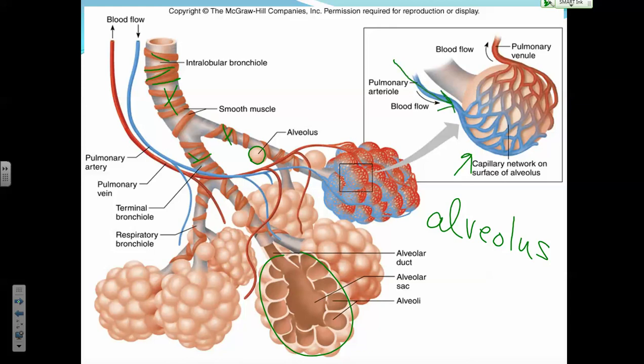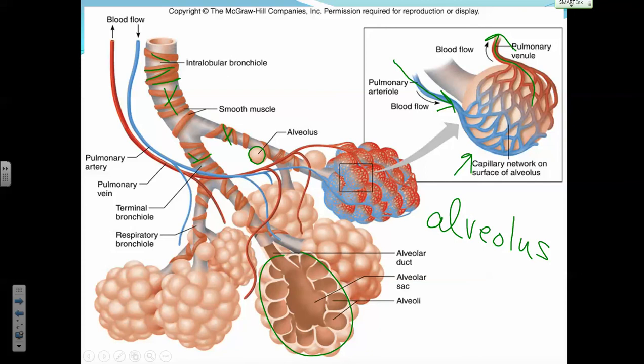Remember, it's deoxygenated blood coming from the right side of the heart by way of the pulmonary arteries. And then as it leaves that capillary bed, now it's given up its CO2 and picked up oxygen. And it's going to go to the pulmonary veins, which carry it to the left side of the heart. So that blood supply is just as important as the airways, because the gases, oxygen and CO2, have to be exchanged between the blood and the air. Okay?